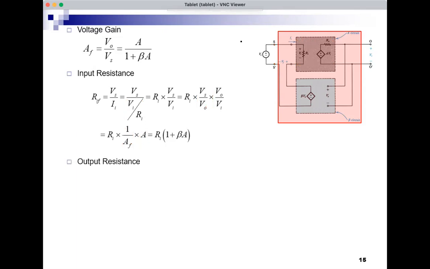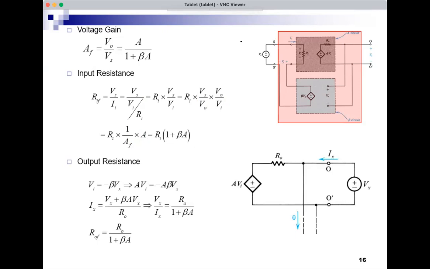For output resistance, we can also do the output resistance calculation from the definition. So we set the input to 0, and we connect a test source at the output. So Vx is the test source across the output, and we want to find Vx over Ix.